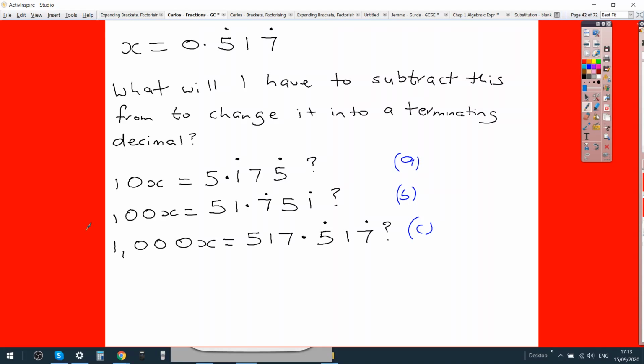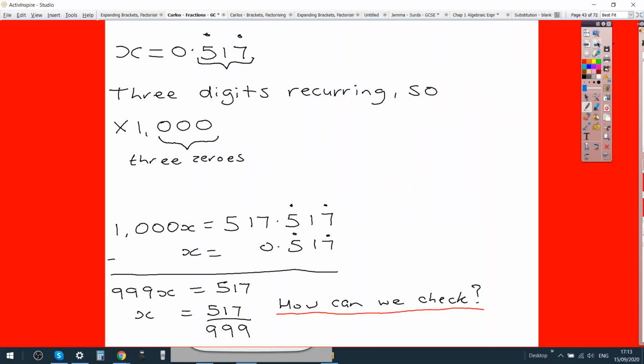I'm gonna say C. Yep. 3 digits are recurring, and so 3 zeros. That's great.